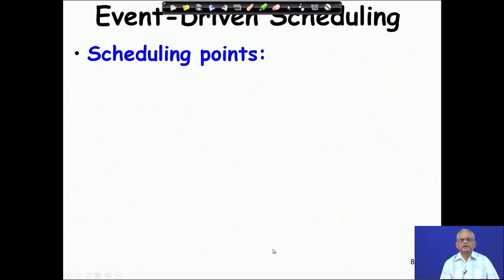But then for event driven schedulers, what will be the scheduling points? If you recollect, we had said that as long as we are discussing task schedulers, one of the very fundamental concepts is the scheduling point. The scheduling points are the times at which the task scheduler becomes active, starts running and decides which task to dispatch or start execution next.